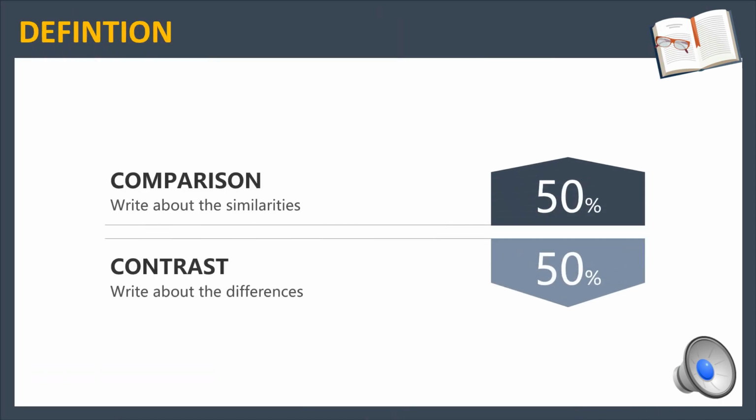In terms of definition, comparison means writing about the similarities, and contrast is writing about the differences. Actually, you can write about both of them, comparison and contrast. In other words, similarities and differences within the paragraph.